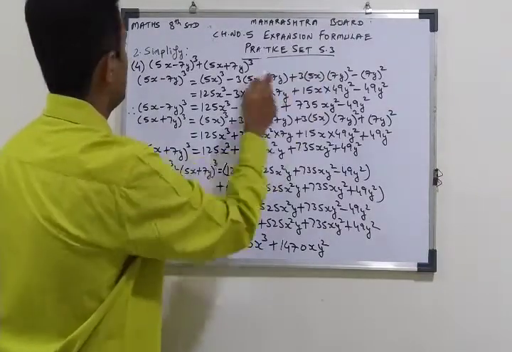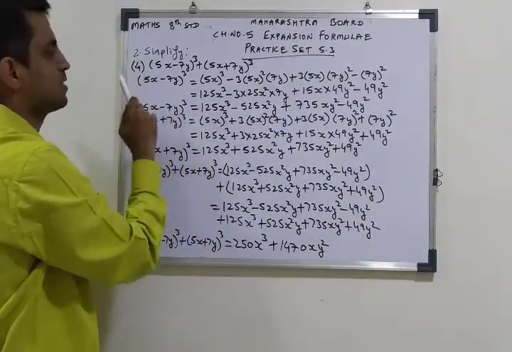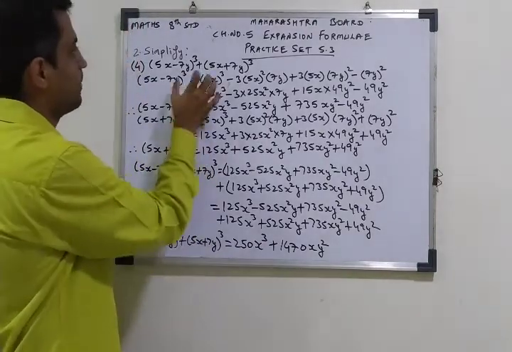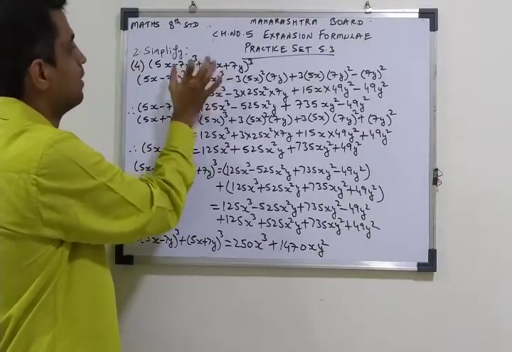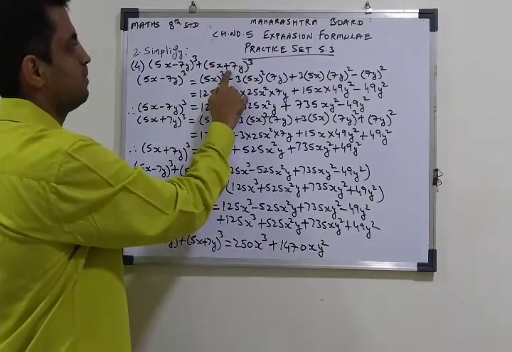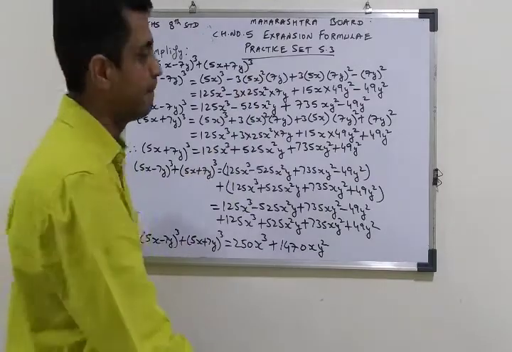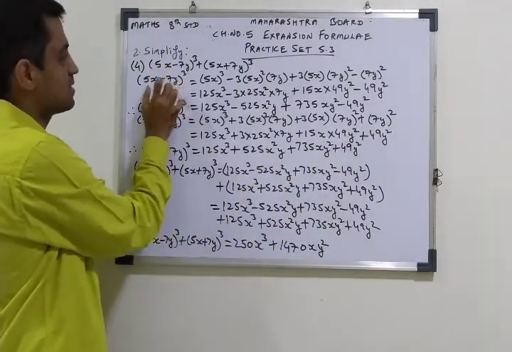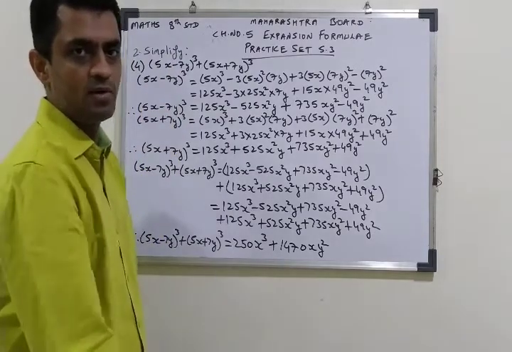Now 5.3, simplify, second, fourth sum. Now this would be our last sum of this exercise. The sum has been written here: (5x minus 7y) the whole cube plus (5x plus 7y) the whole cube. Same method. We are solving this part first. This is in the form of what again? (a minus b) the whole cube.